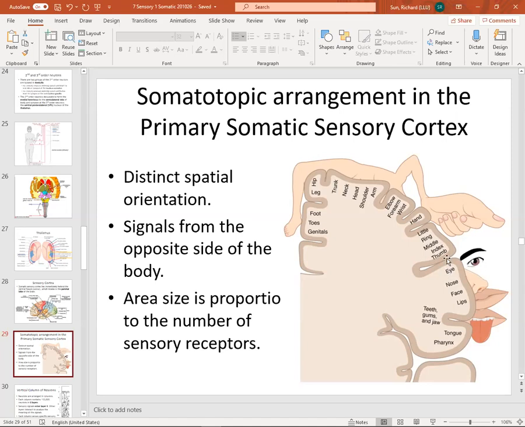So we kind of know this is also related to our proprioception, that we know where our eye is. If you close your eye and touch your eye, you can touch it very well because we have very good proprioception over there. So that's that.